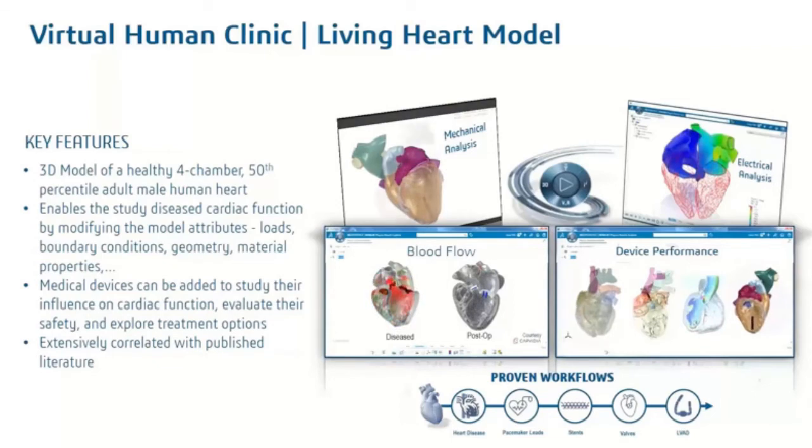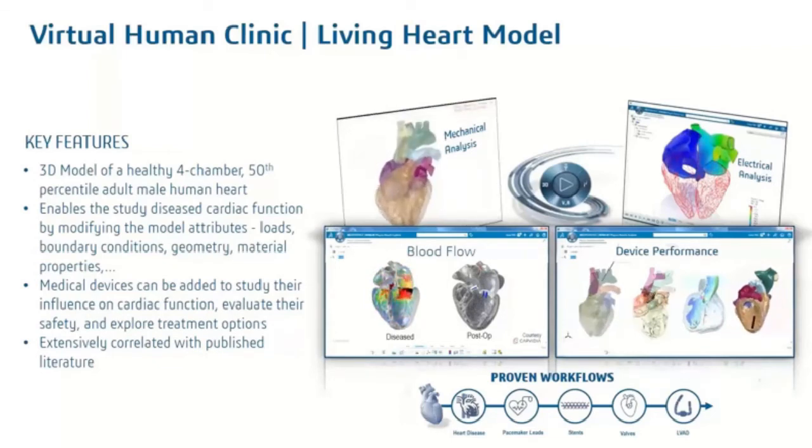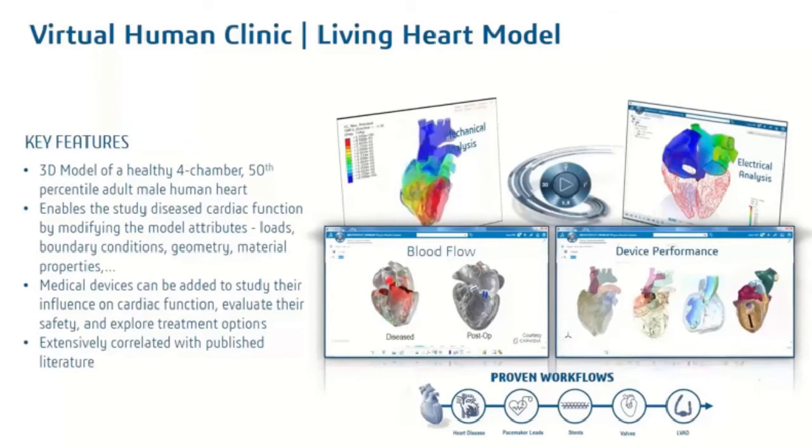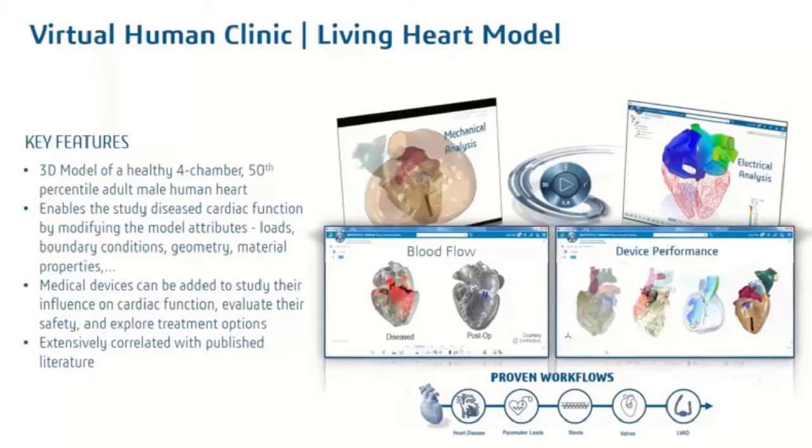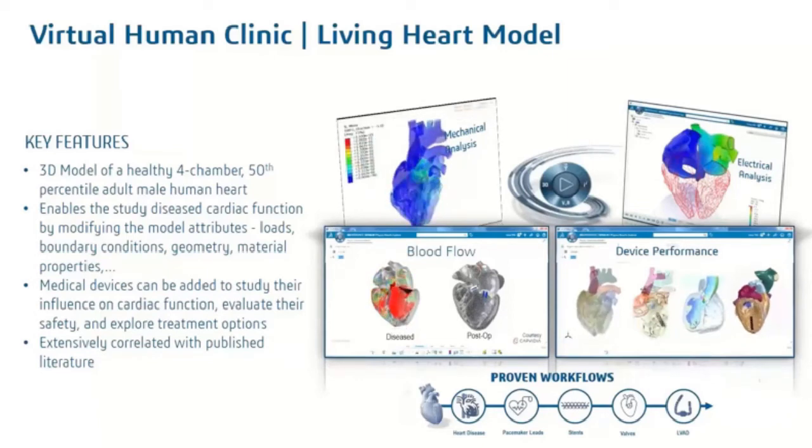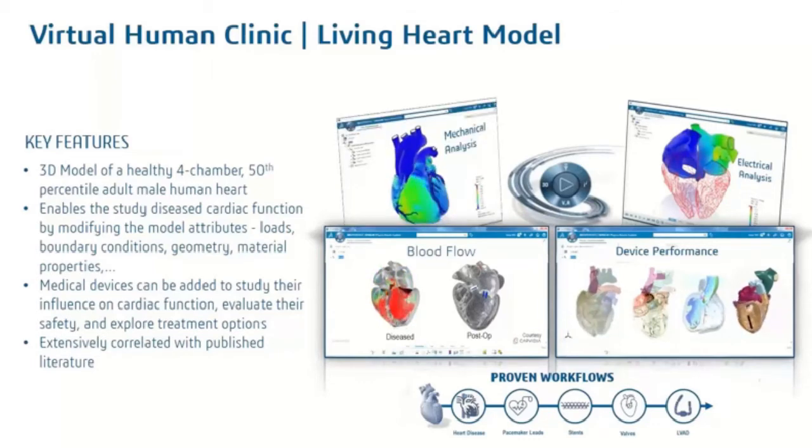You can use the model to study diseased cardiac function by modifying certain model attributes such as the loads, the boundary conditions, the geometry, or the material properties. You can also introduce medical devices into the Living Heart model to study their influence on cardiac function, evaluate their safety, and explore treatment options. This model has been extensively evaluated by a large number of external researchers, and a lot of literature is available for those of you interested at 3DS. It's also been used to evaluate the performance of a number of cardiovascular devices, such as stents, valves, leads, as shown here on the bottom.